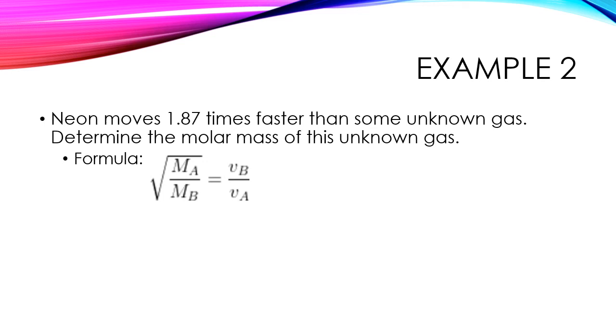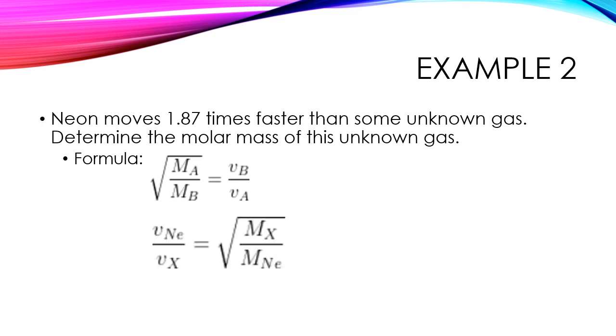Neon moves at 1.87 times faster than some unknown gas. Determine the molar mass of this unknown gas. We're again going to use Graham's law of effusion, but this time we know the relative rate, so we know the V of B over V of A. What we're looking for is one of the molar masses.